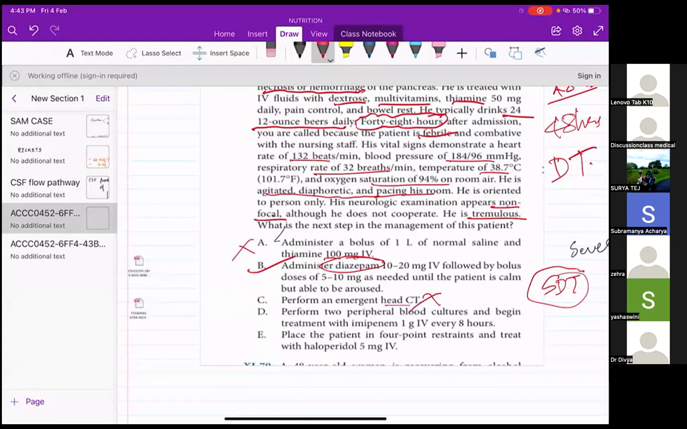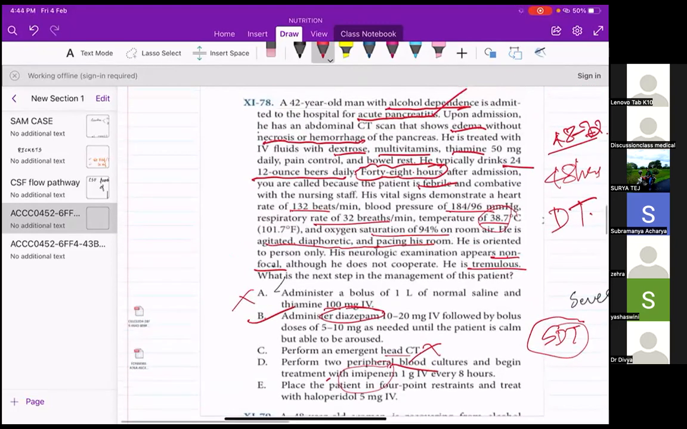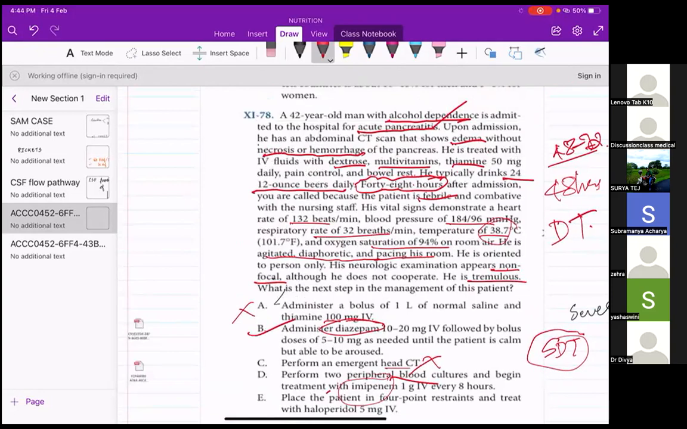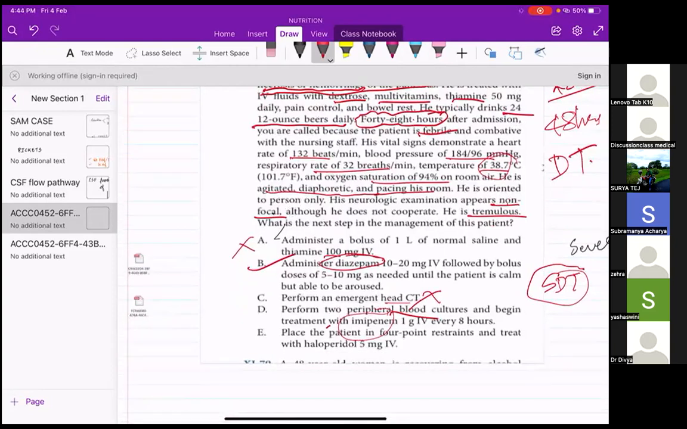Perform 2 peripheral blood cultures. Okay, I can consider that because fever is there. And begin treatment with imipenem 1 gram IV every 8 hours. A higher antibiotic need not be given because, if you see in the question, he shows edema without necrosis and hemorrhage of the pancreas. So it might not be due to infection, so an antibiotic is not that necessary.